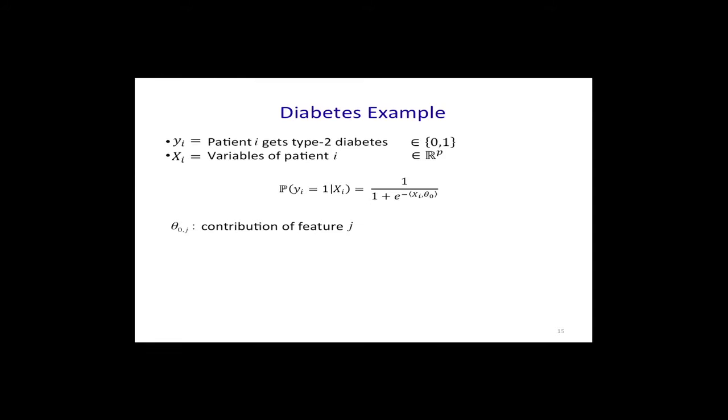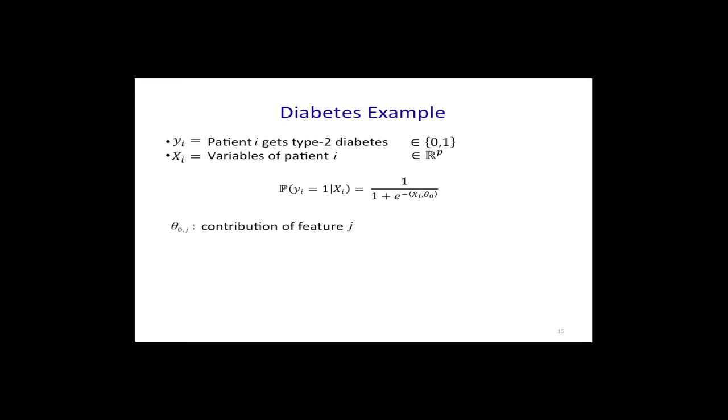So let's get back to the example. So here the response variable is y, a vector in n dimension. Each coordinate is 0 or 1, saying the patient has diabetes or not. And x_i is the feature vector of patient i, so it's in p dimension. And here we consider a logistic model. So this is the underlying model that we are assuming. And theta_0 here somehow shows the contributions of different features in predicting type 2 diabetes.